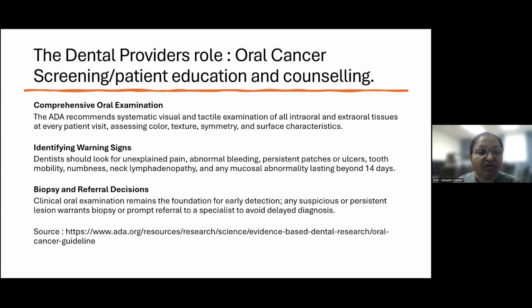Now, you have to look for the warning signs as you do this exam. Dentists should look for unexplained pain, abnormal bleeding, any persistent patches or ulcers, tooth mobility, numbness, neck lymphadenopathy, and any mucosal abnormalities that last for more than 14 days. Clinical oral exam remains the foundation for early detection, and any suspicious or persistent lesion should warrant a biopsy and a prompt referral to a specialist to avoid any delays in the diagnosis.